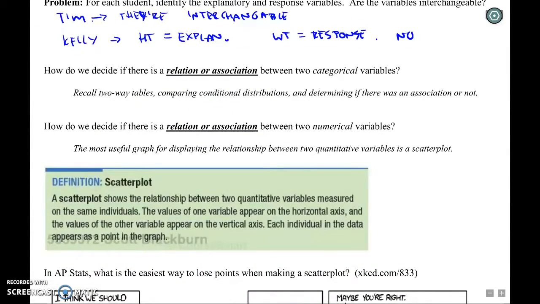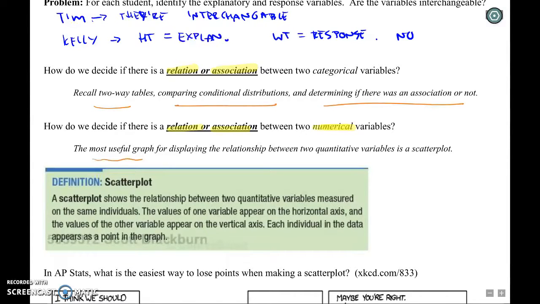How do we decide if there's a relation or an association between categorical variables? First of all, these are interchangeable words in statistics. If we have two categorical variables, recall that we use two-way tables. We compare conditional distributions and determine if there's an association or not. Go watch a previous video if you don't remember that, but that's how we did it for two categorical. How do we decide if there's a relation or an association between two numerical variables? Well, that's what this chapter is about.